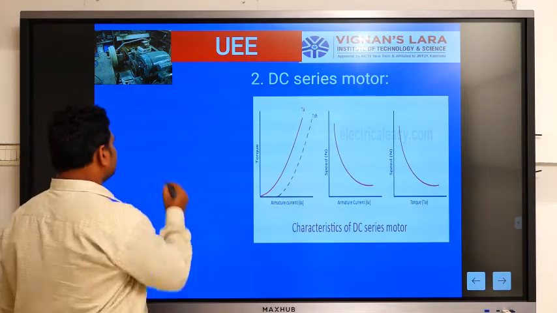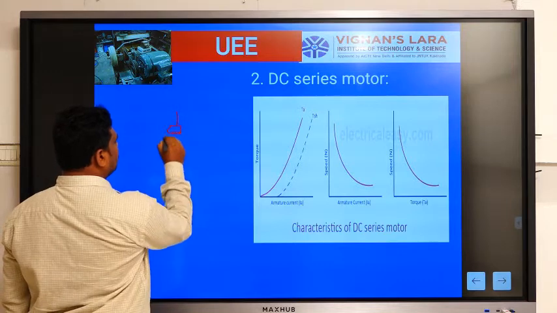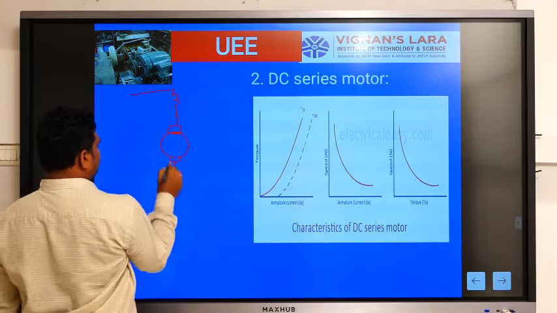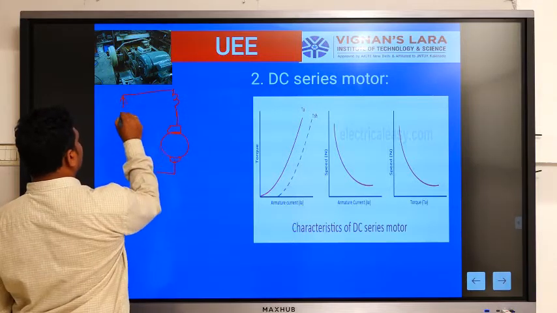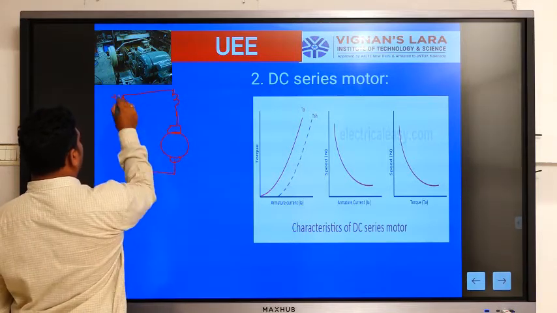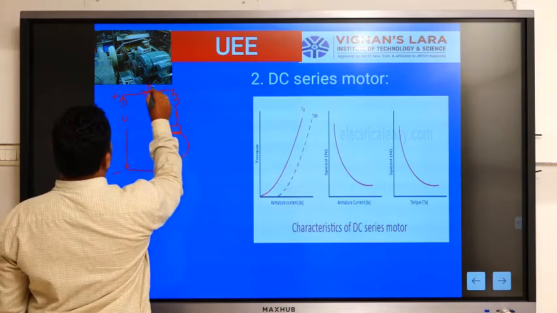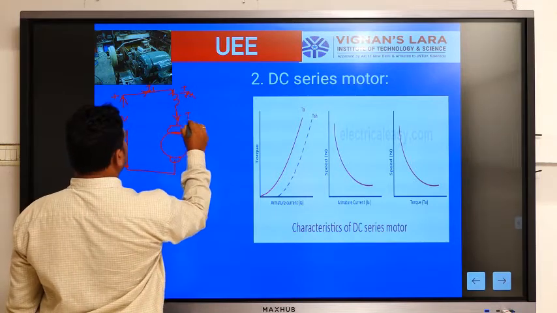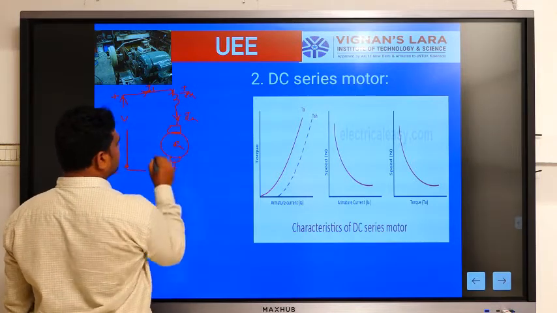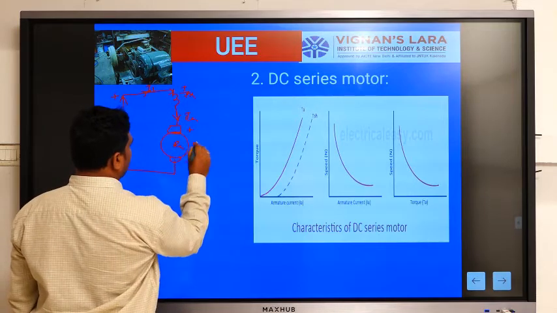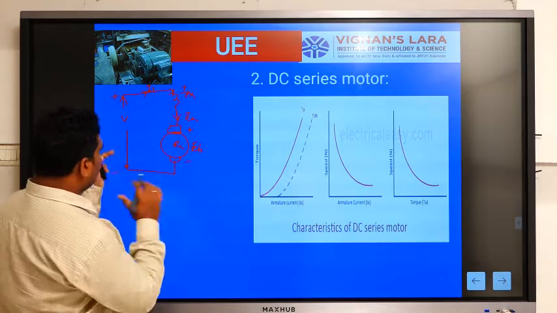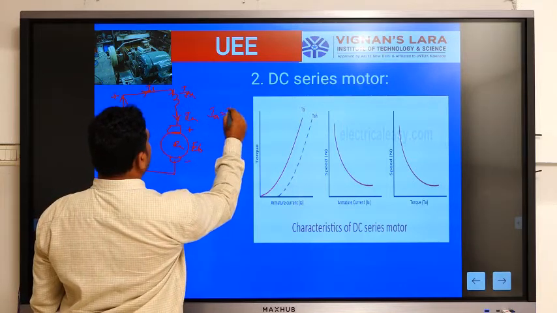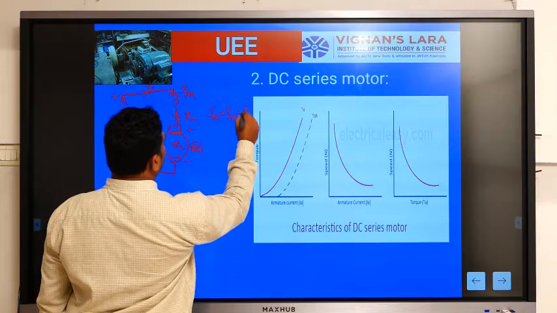The series machine means the field winding is connected in series with the armature. The voltage, positive and negative, IL is the load current. This is the series field current. It is IA, the armature current, and this is the back induced EMF. Now when you observe this, IA is equal to ISC is equal to IL.